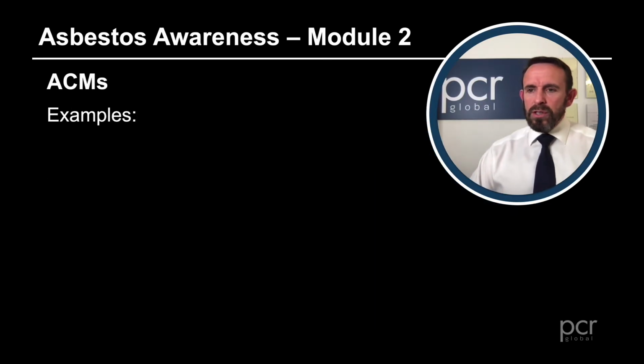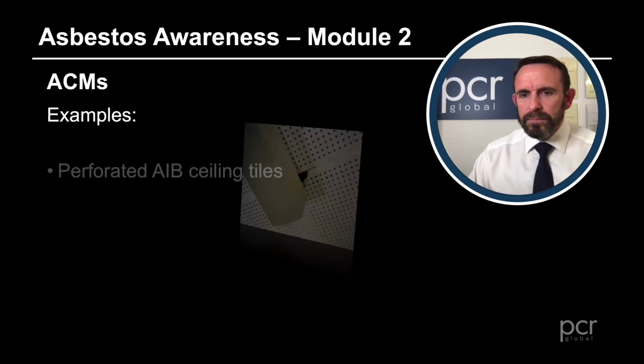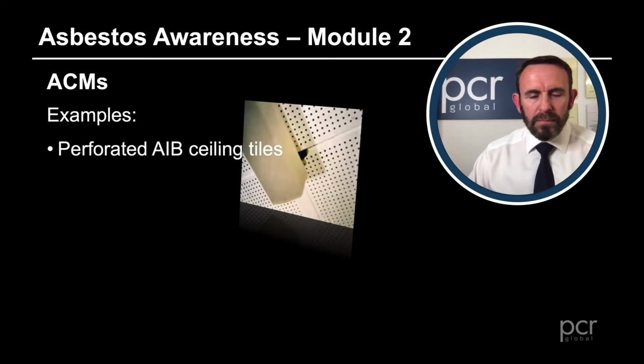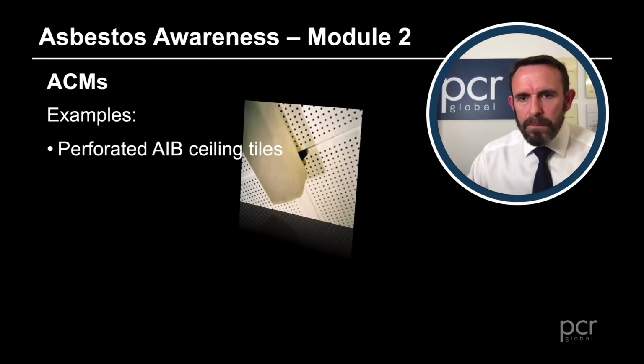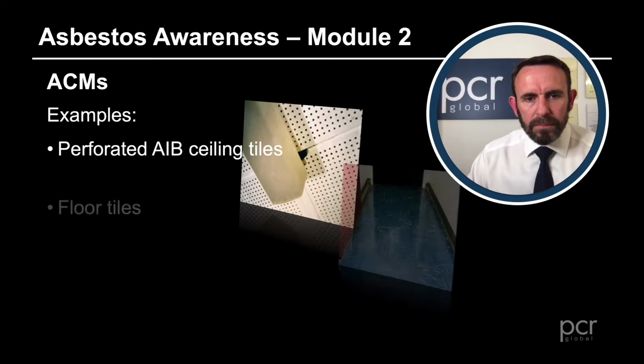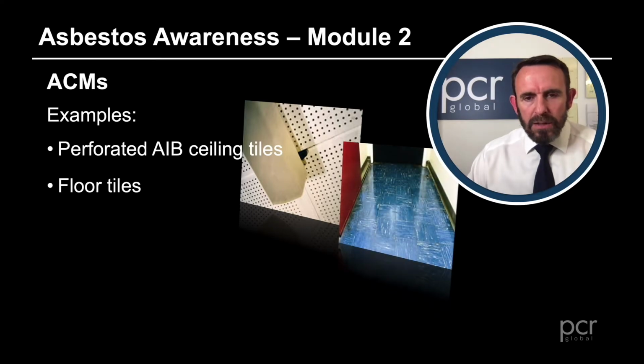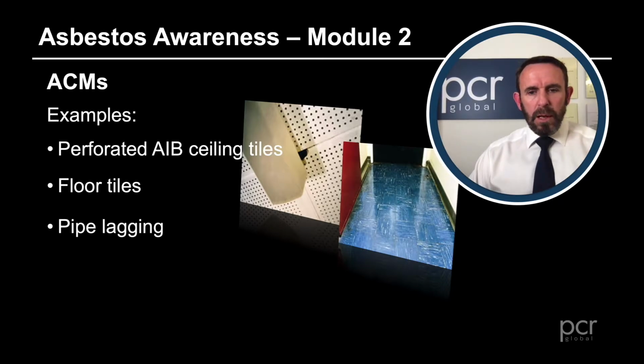So now we can look at some examples of asbestos containing materials. First is perforated AIB ceiling tiles. Second is floor tiles. Pipe lagging.